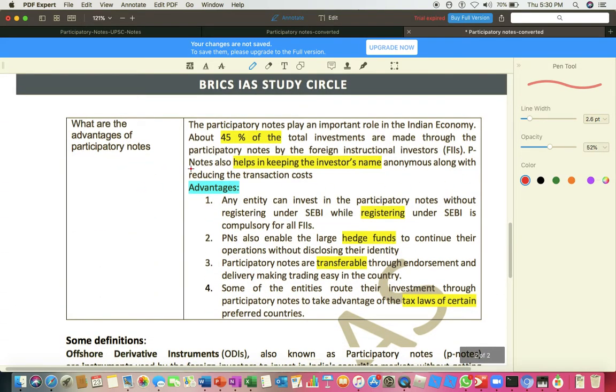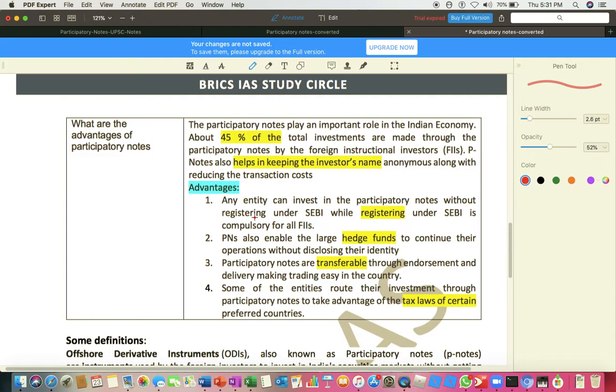Then what are the advantages? The participatory notes play an important role. About 45% of the total investments are made through these notes, in the recent past close to almost 50%. So definitely this is helping us, bringing a lot of investment to India, but it's very dangerous if it is not properly regulated. There's every possibility it can become a black money transfer through officially registered agents into this country.